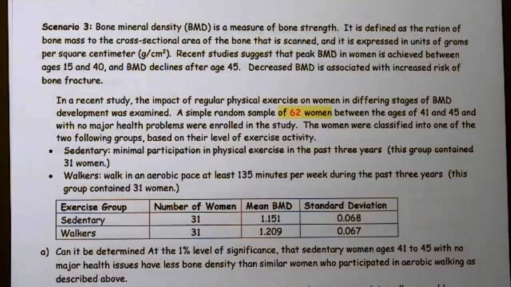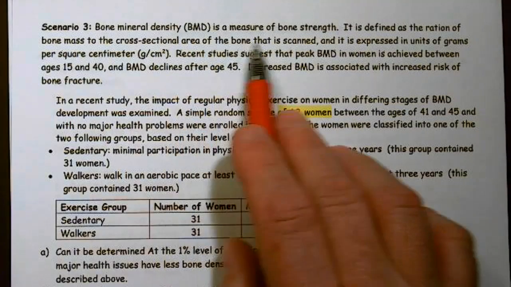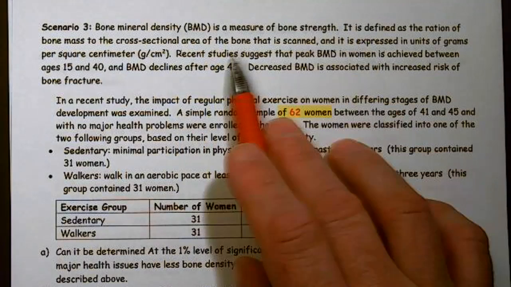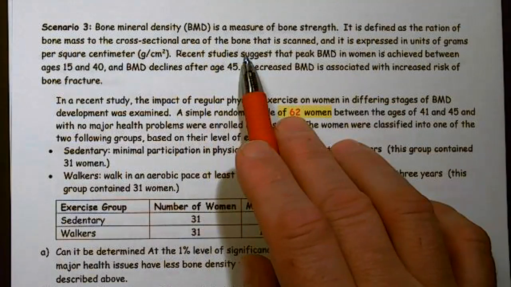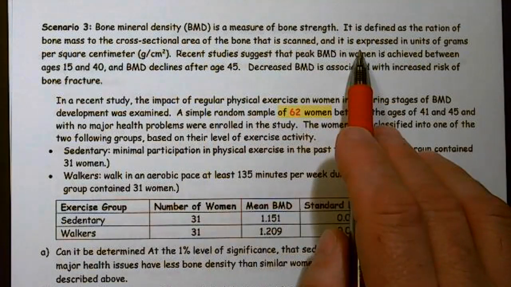Okay, this is your Stat Sensei going over scenario 3, which is the last problem on the most recent test that we've taken. So here we take a look at this question. Bone mineral density, or BMD, is a measure of bone strength. It is defined as the ratio of bone mass to the cross-sectional area of the bone that is scanned and is expressed in units of grams per square meter.